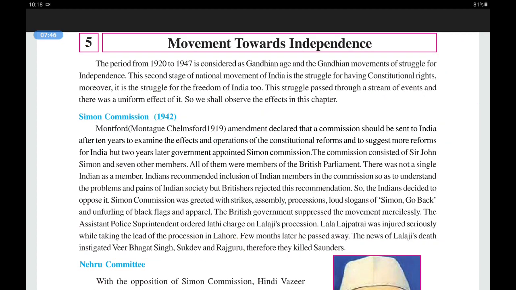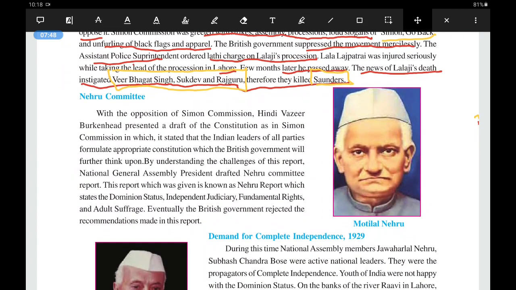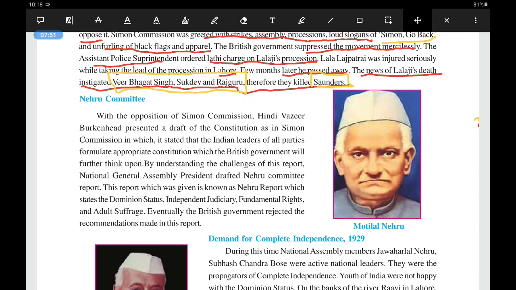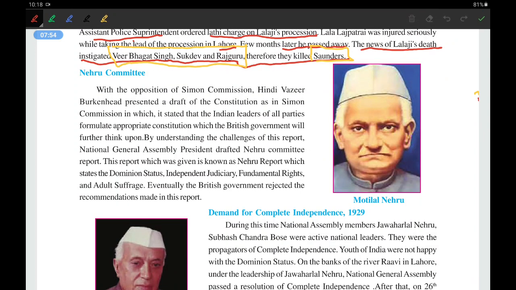Now we are going to study the Nehru Committee. This is not Pandit Nehru, but the father of Pandit Nehru, that is Motilal Nehru. Now what happens? With the opposition to the Simon Commission, Viceroy Birkenhead presented a draft of the constitution, in which it stated that Indian leaders of all parties should formulate an appropriate constitution, which the British government will further think upon. He said that there should be a constitution, as per the Simon Commission.